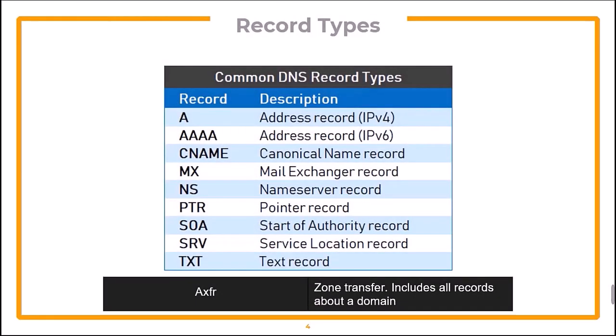Before looking at the tools, let's see what record types are available in DNS. The most important record types are listed here. The A record contains the IPv4 address. The AAAA record contains the IPv6 address. The CNAME record contains canonical name records. You can find mail servers in MX records and the name servers in NS records. And then there are a lot of other records as well. We can also ask a DNS server for AXFR records, which means we are trying a zone transfer, and if successful, it includes all records about the domain.